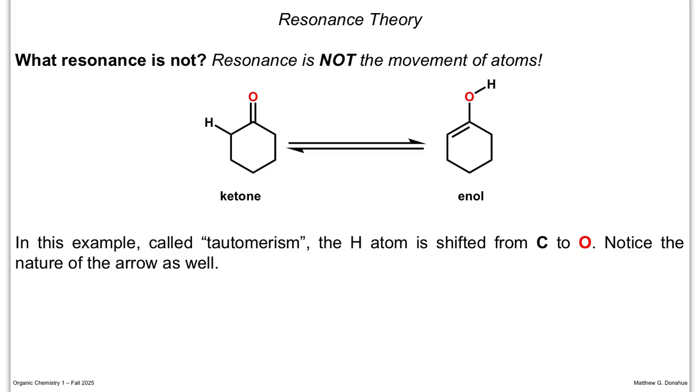So see this hydrogen here? If I move that up here, that's not resonance. Those are isomers. Resonance has to maintain the bonding pattern. All you're moving around is charges or electrons.